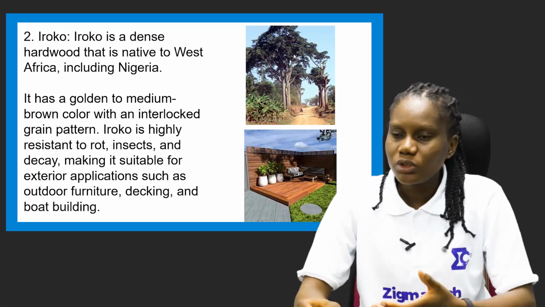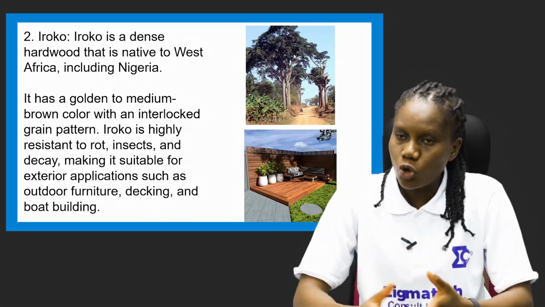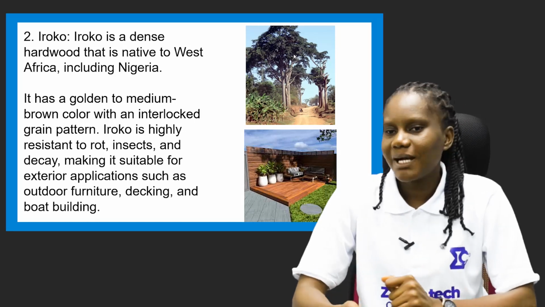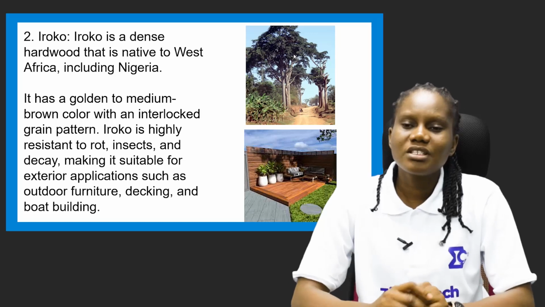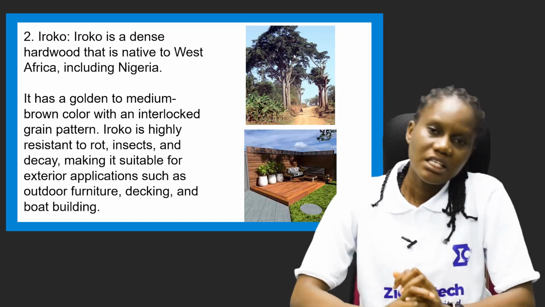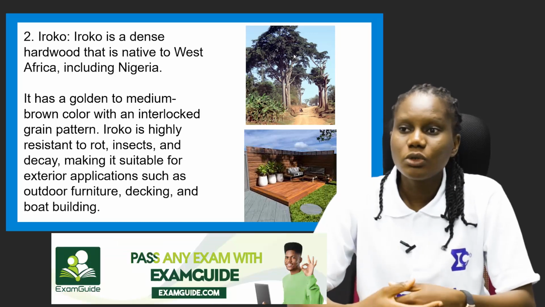It is golden in nature. It's golden medium brown in color with an interlocked grain pattern. Iroko is highly resistant to rot, which means it doesn't decay over time. Insects cannot easily penetrate through it; they don't live in it.